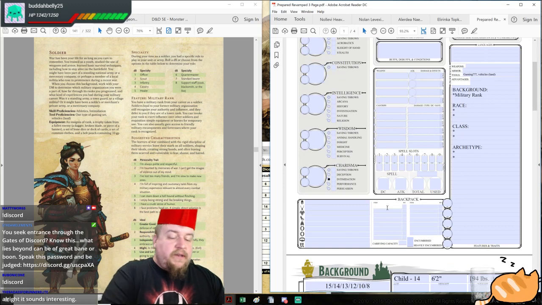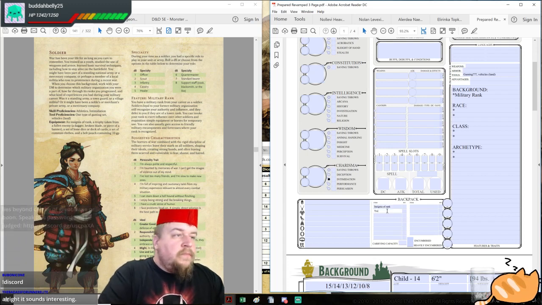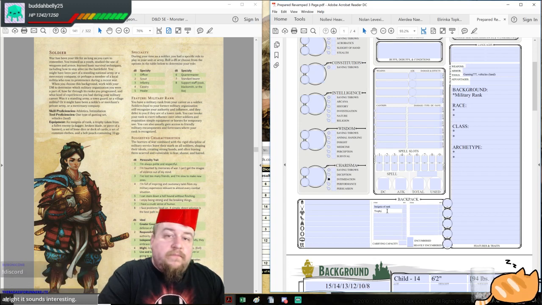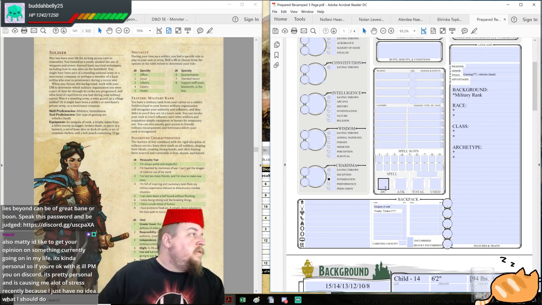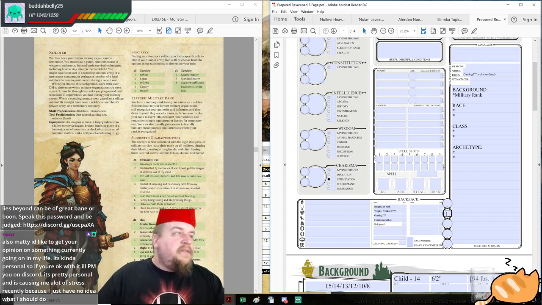In her backpack, we're going to give her an insignia of rank. A trophy taken from a fallen enemy or an enemy left behind. And we can even roll that as a trinket. We'll put trinket number something. We'll put gaming set of her choice, common clothes, belt pouch, and 10 gold pieces.